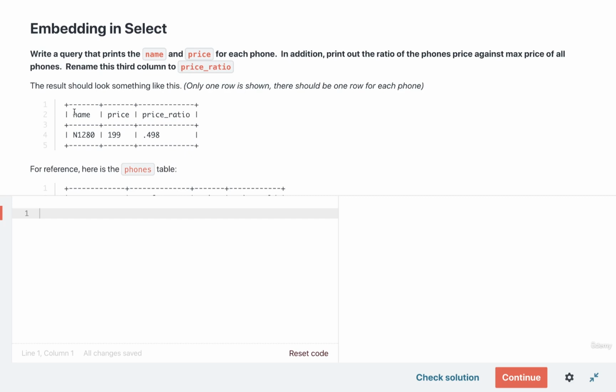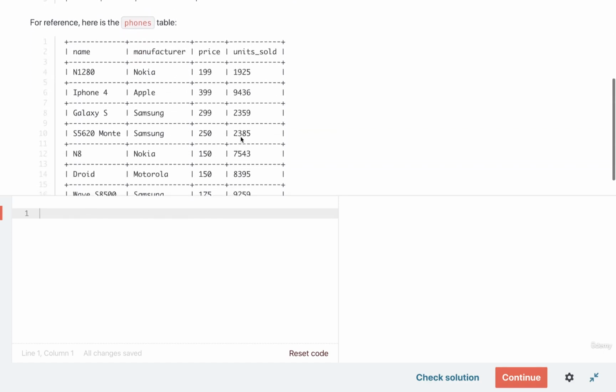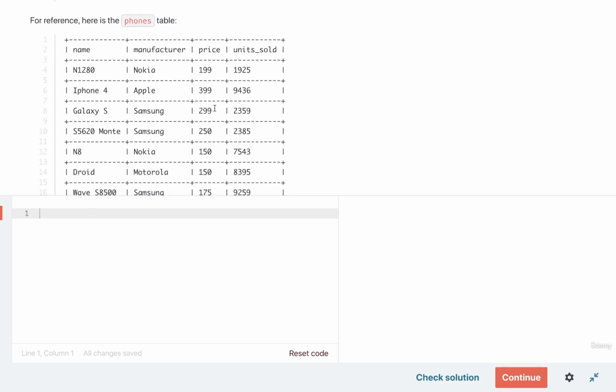So ultimately, we're going to have a table or result with 3 different columns and many different rows. 1 row for each individual phone. So we'll get the name of each phone, the price, and then this phone's price divided by the price of the maximum phone. Now, without a doubt, we could take a look at this table and find the maximum price.